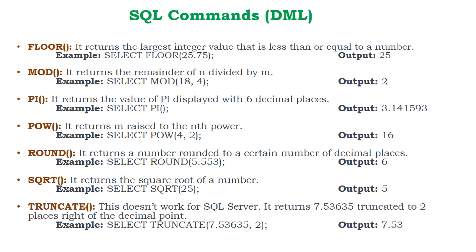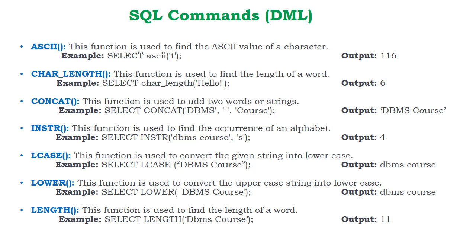And TRUNCATE, so how many digits you are going to display after the dot. For example, 7.53635 comma 2. So we want only 2 digits after the dot. The result is 7.53. And next one is string functions. For example, ASCII. So ASCII of T, the corresponding ASCII value is 116. And then if you want to find the length, we can apply CHAR_LENGTH. For example, hello. So how many characters are there? Then it will count and display the result.